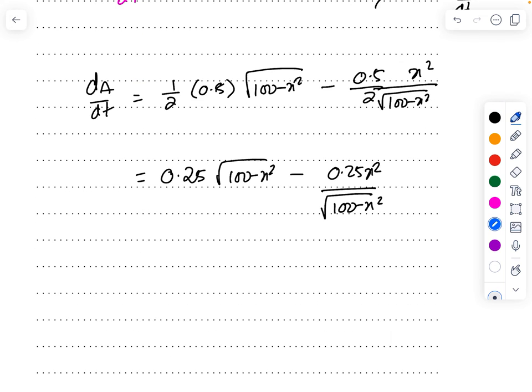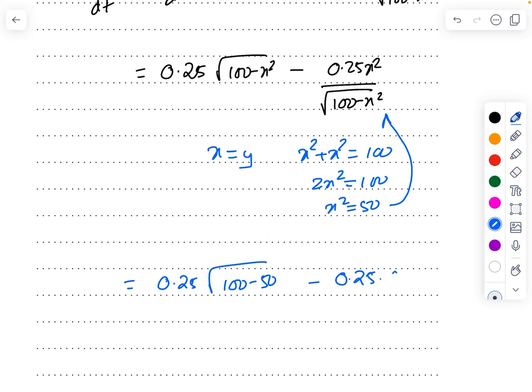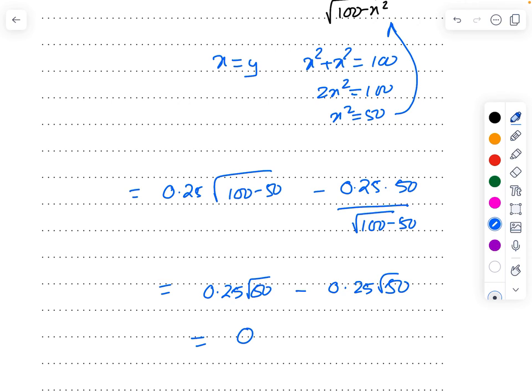When it is an isosceles triangle, x = y. So x² + x² = 100, 2x² = 100, x² = 50. Plug in x² = 50. So it becomes 0.25√(100 - 50) - 0.25 times 50/√(100 - 50), which is going to be 0.25√50 - 0.25√50, which is going to be 0.